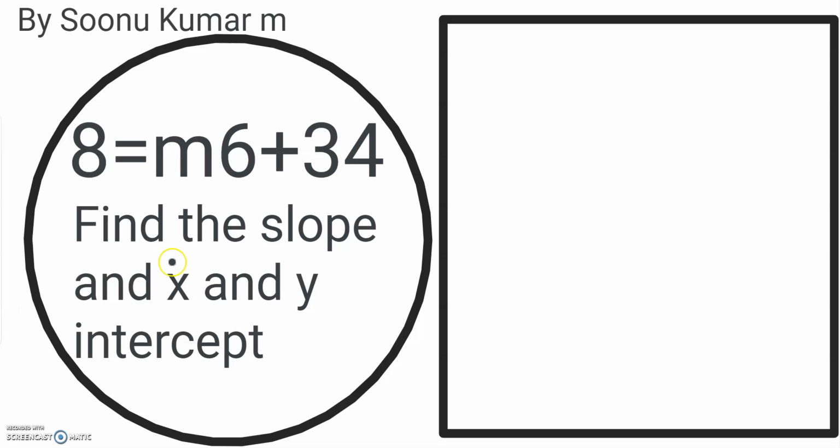Now the question asked is this. The question asked is this, and we have to find the slope, x and y intercept. Now what is x and y intercept? The x and y points of that line.